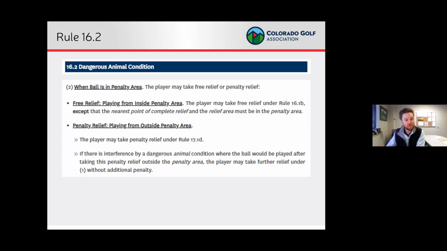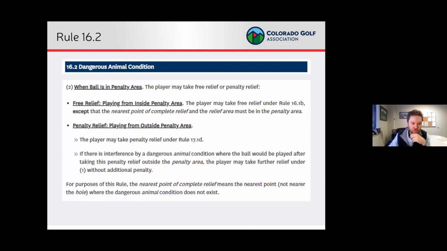So now that we're outside the penalty area for 1 stroke, now we're finding where it doesn't interfere. And at the end here, and this is super important, it says for the purpose of this rule, the nearest point of complete relief, again, in the definition of that, it says it's the reference point, no closer to the hole, that avoids interference from the condition. Well, how do you select where there's no interference from the condition? And this condition is a dangerous animal. It says nearest point of complete relief means the nearest point, not nearer the hole, of course, where the dangerous animal condition does not exist.